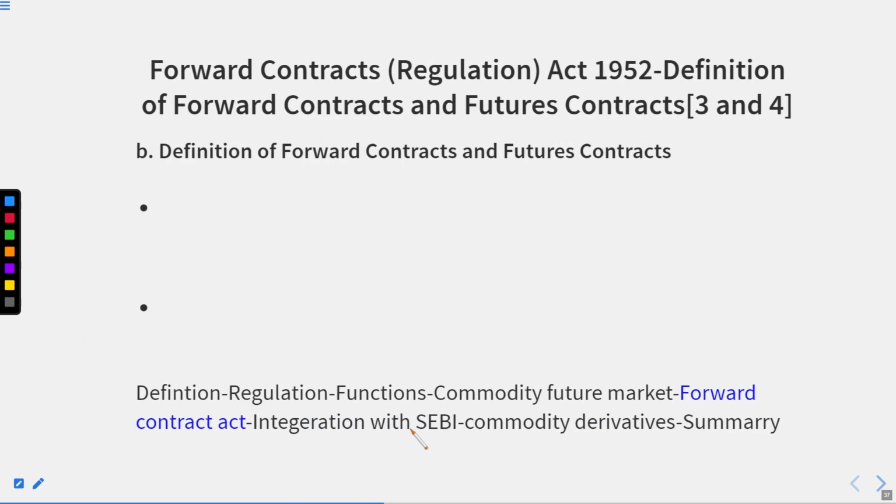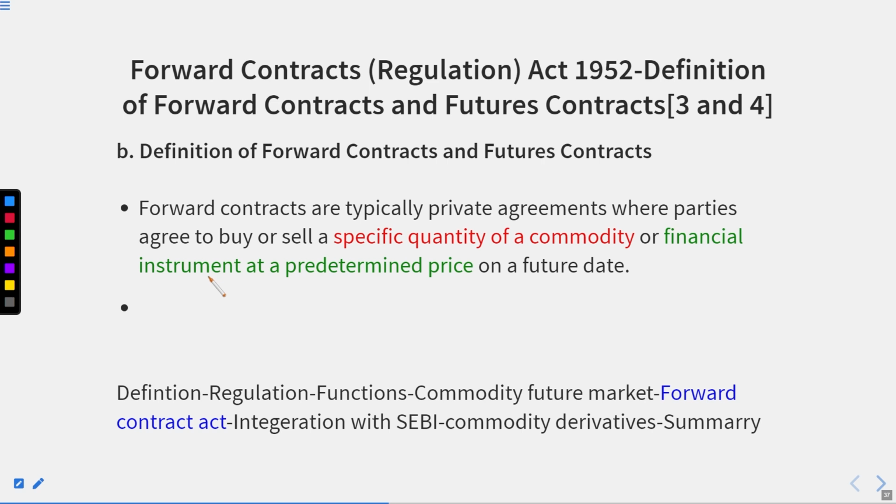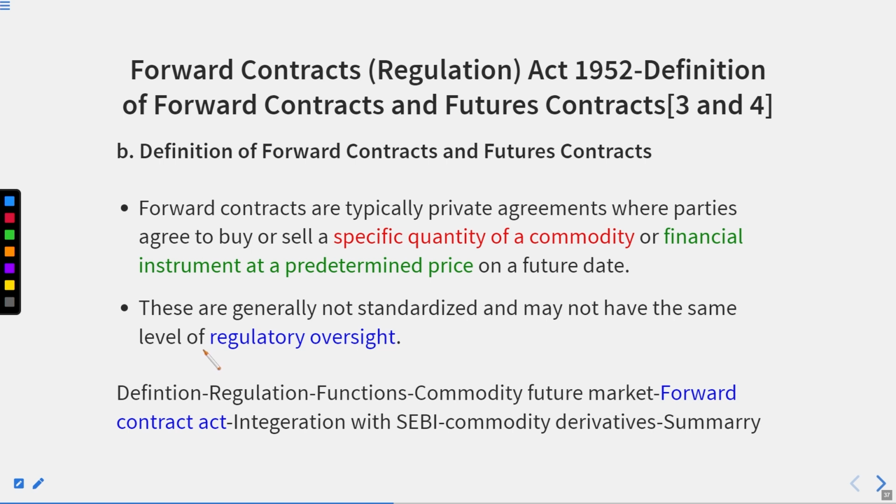All right, now let's move forward. Forward contracts are typically private agreements where parties agree to buy or sell a specific quantity of a commodity or financial instrument at a predetermined price on a future date. These are private agreements because they are signed between the parties, and details are generally not disclosed to the public. Like in the previous example, XYZ and ABC agreed on 50 units at the fixed price of 50,000.